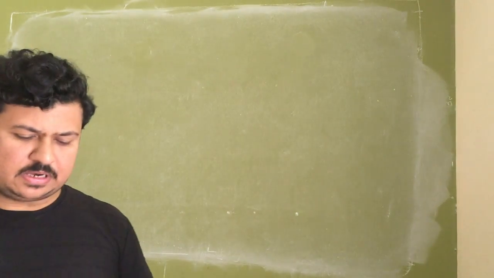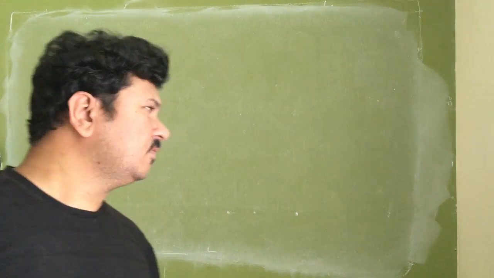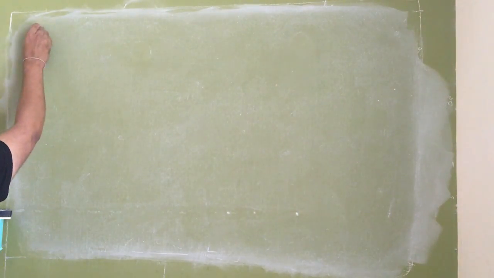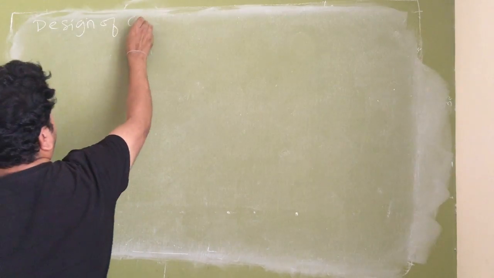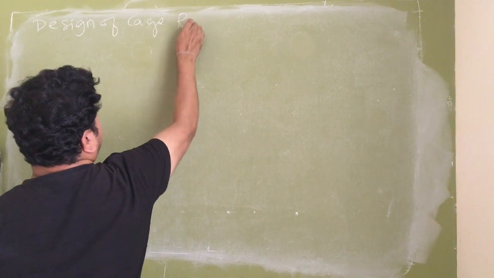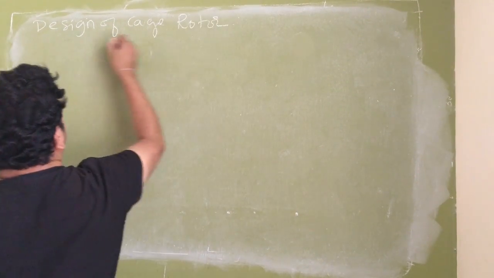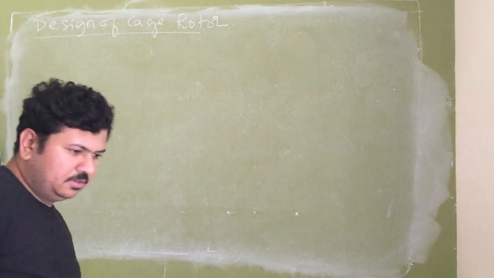Okay. So in the last class we have seen the rotor design of slip ring induction motor, where we saw the number of rotor slots, conductors per slot, total number of conductors, area of conductors. So today we'll move towards the design of squirrel cage induction motor, or design of cage rotor.